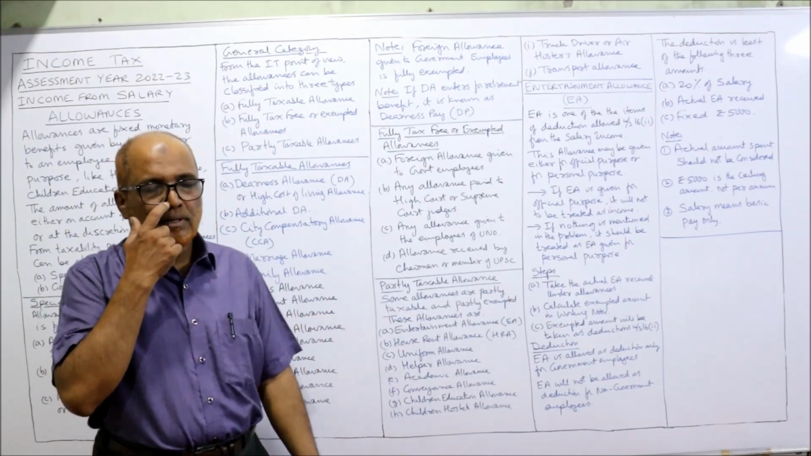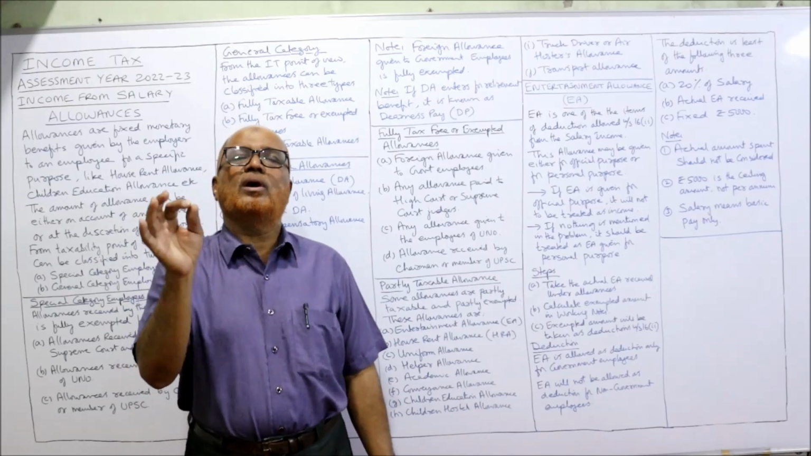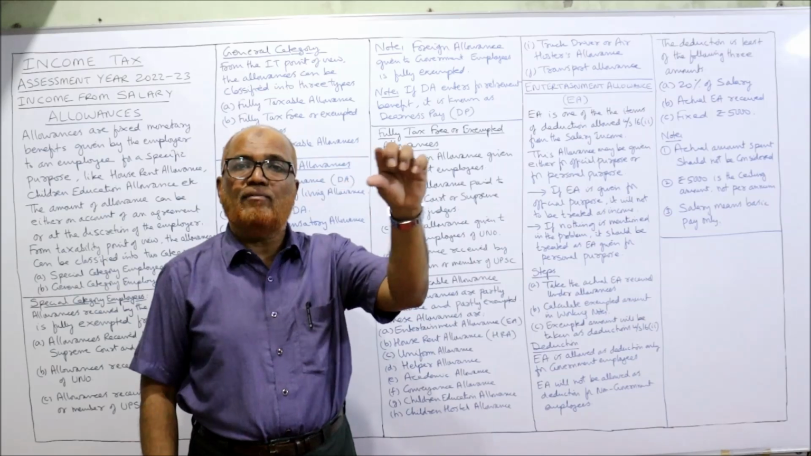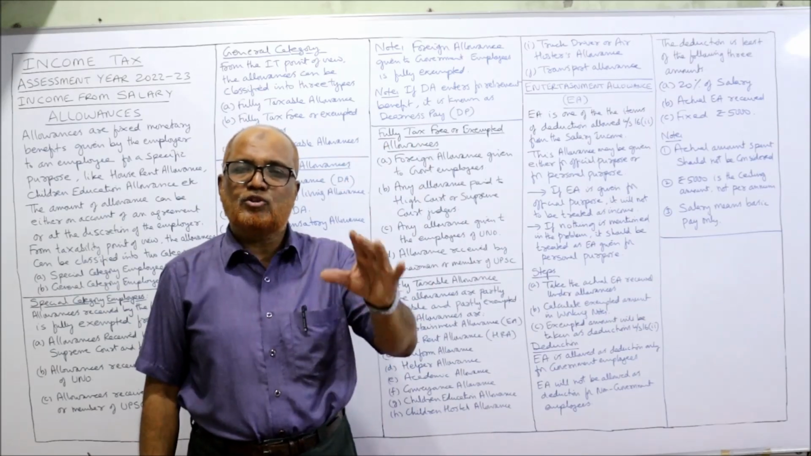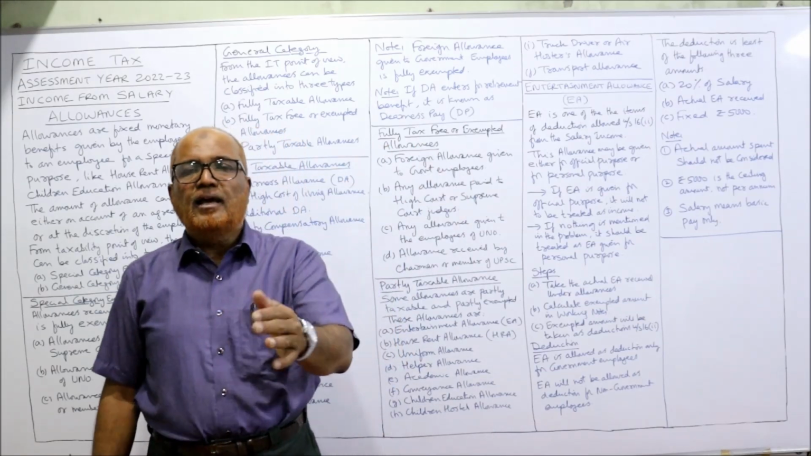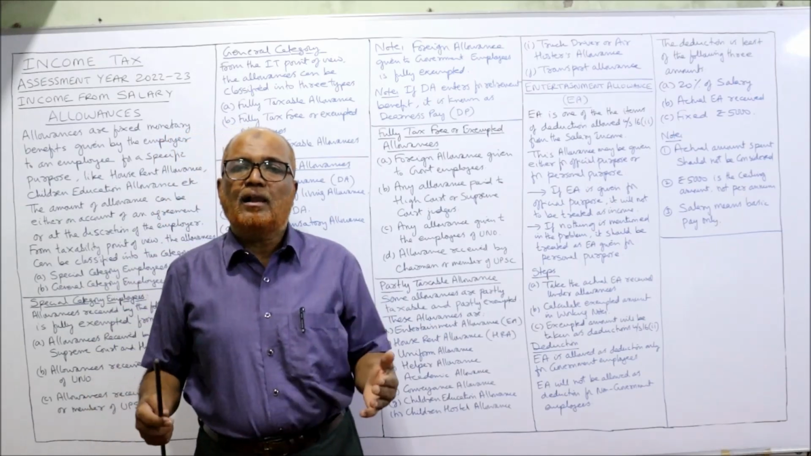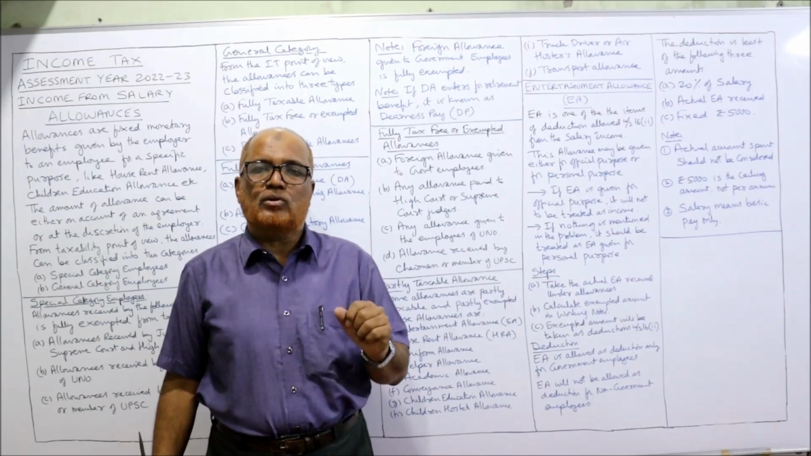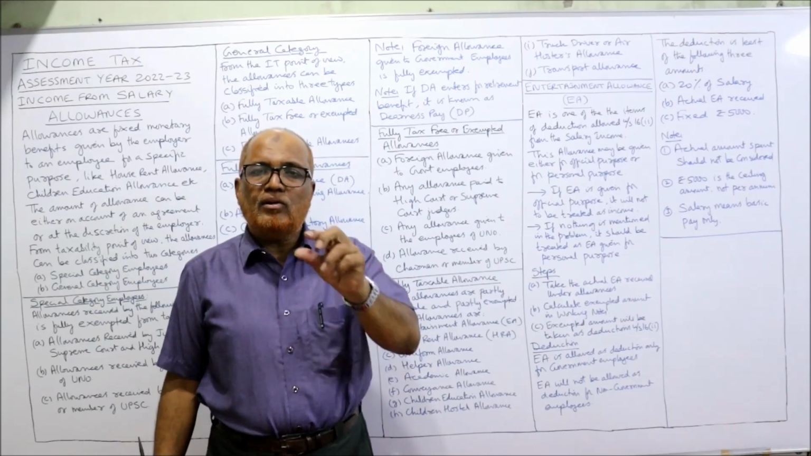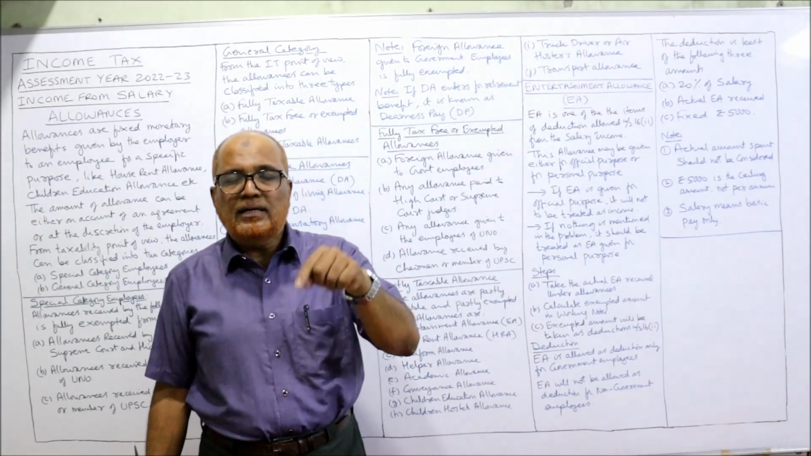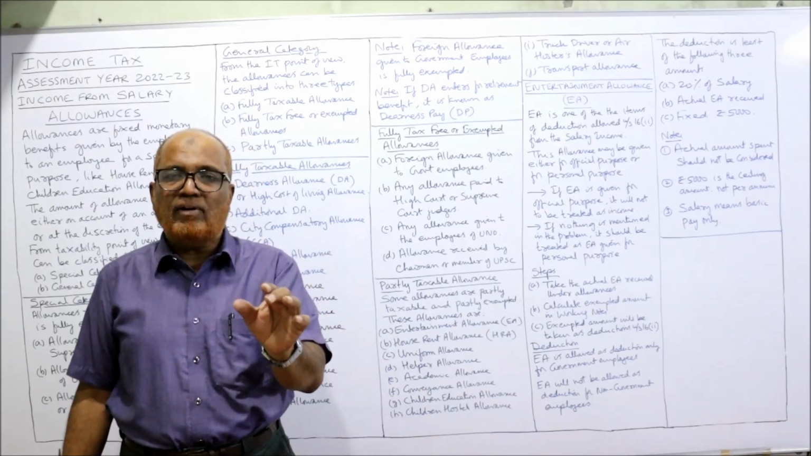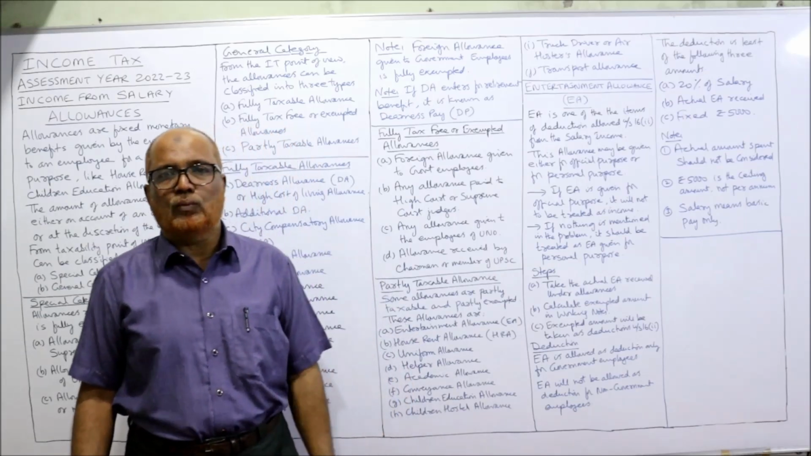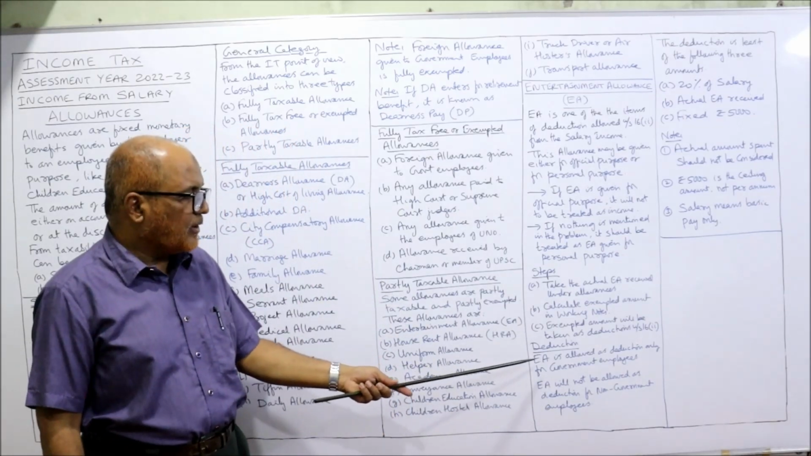Now the steps. First of all, whatever EA is received should be taken under allowances. Secondly, in the working note, we have to calculate the deduction amount, that is the exempted amount. Thirdly, if the deduction is available, take the deduction under section 16(2). These are the steps.